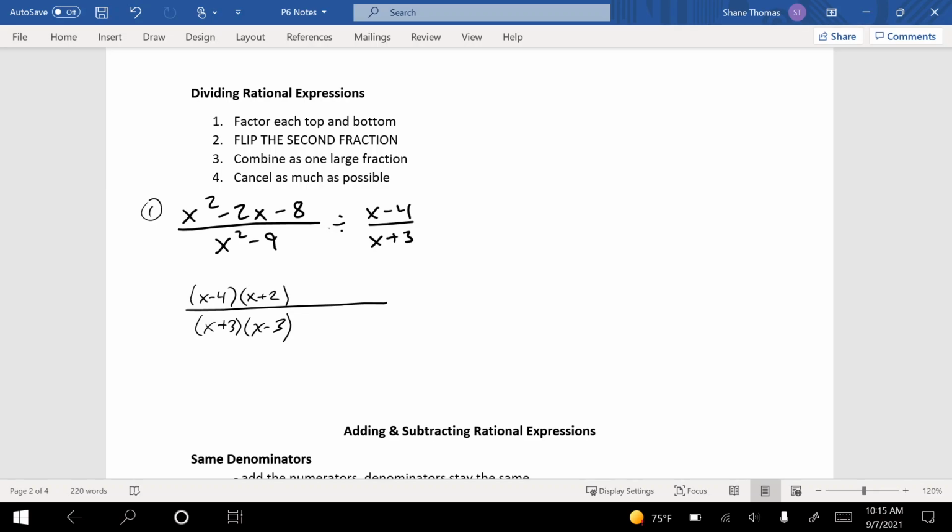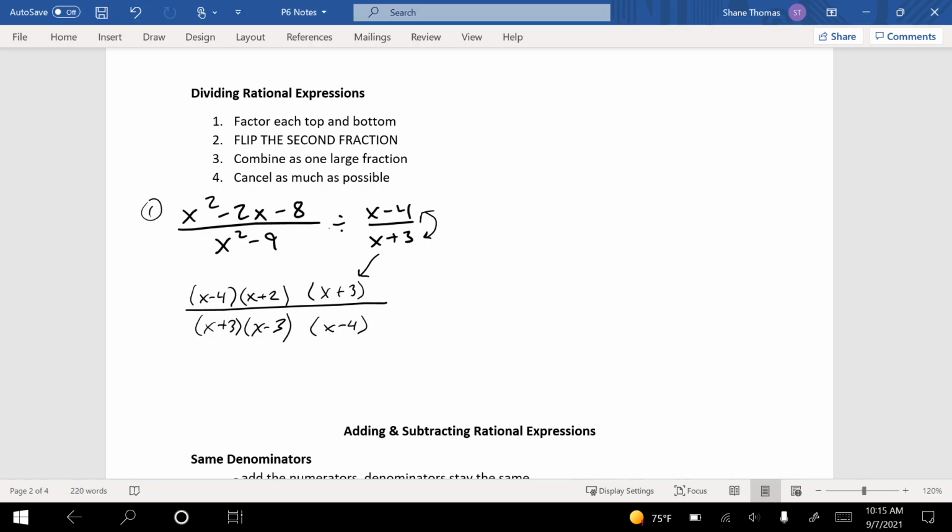Yes. Now, the second guy, I need to flip this when I put it in my fraction. So x plus 3 is on top, x minus 4 is on the bottom. So that just went from here to here. You alright with that? All I did was flip the second one. Now I'm right back to the last step from before.